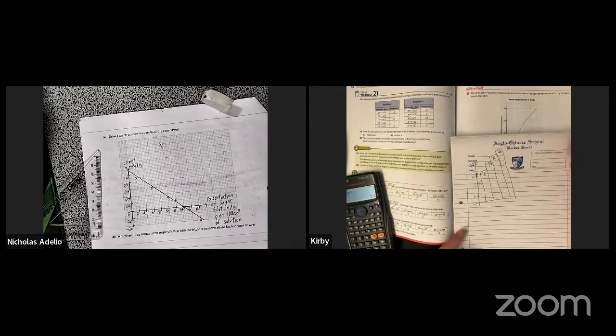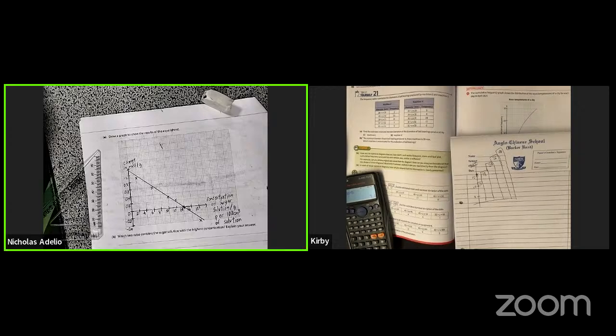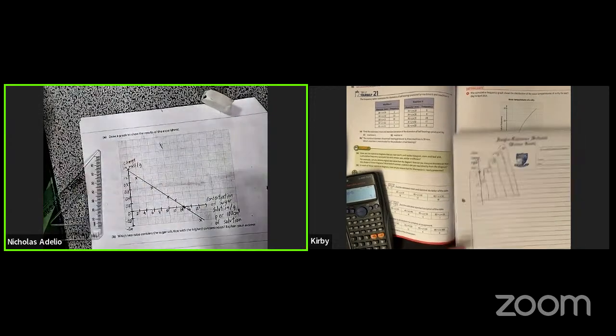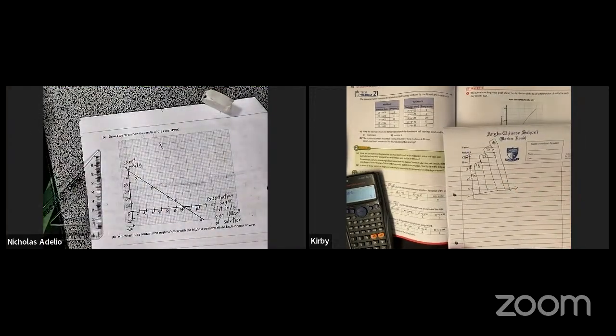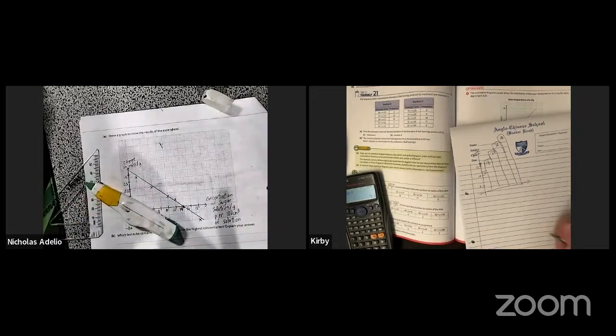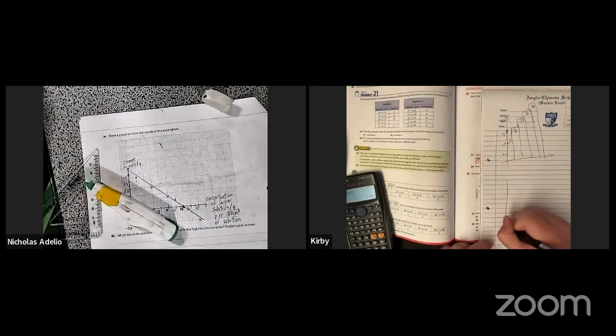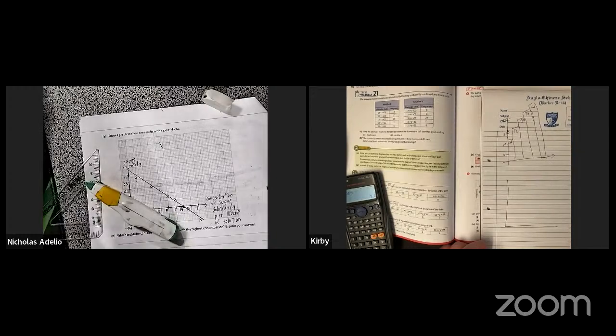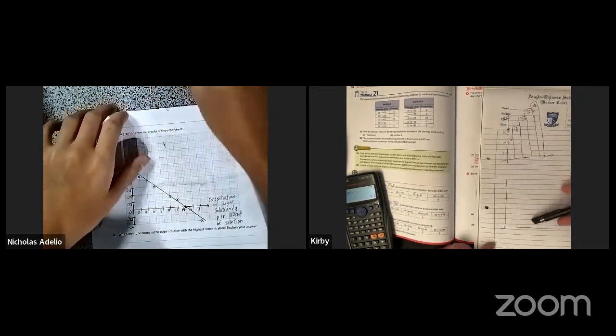Looking good so far, Nicholas. Pencil is a good idea. Okay, Kirby, so if you do it more accurately, you'll get a very nice graph. That's it. Okay, but now you know what cumulative frequency is. That's it.